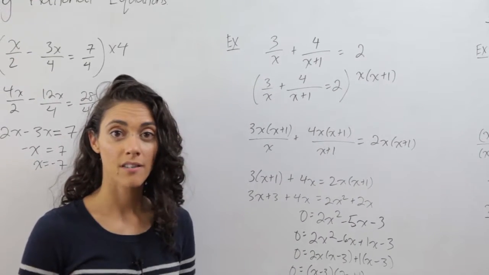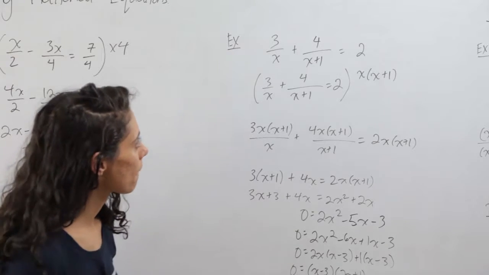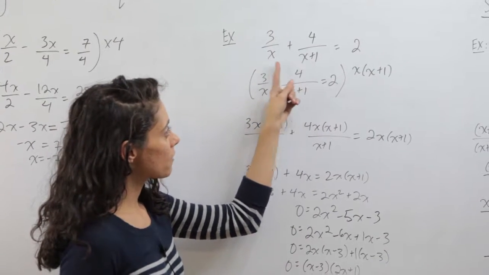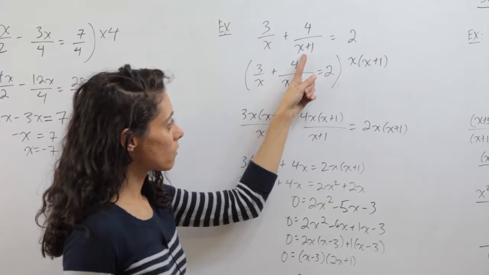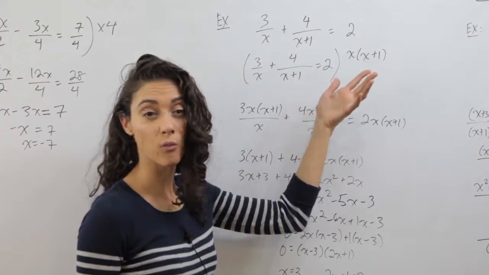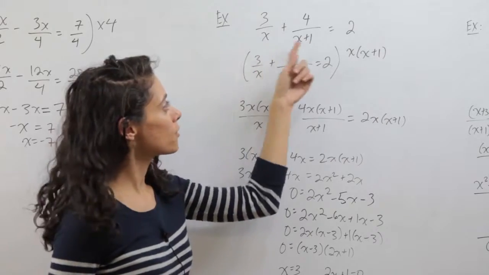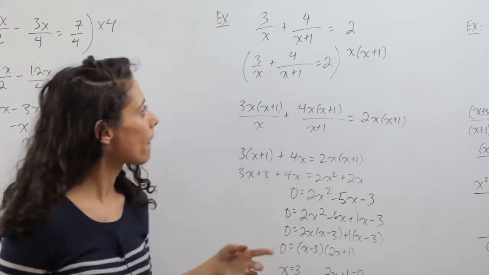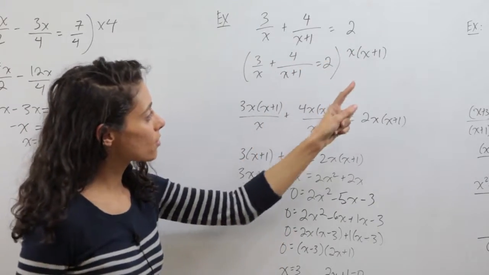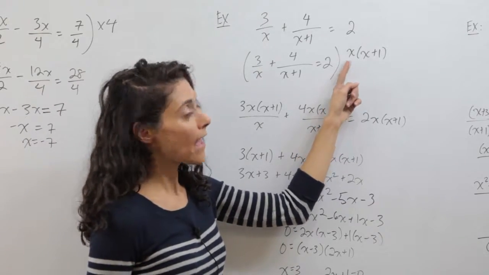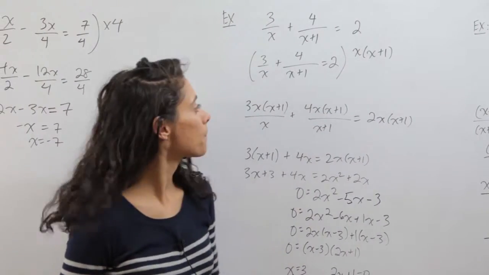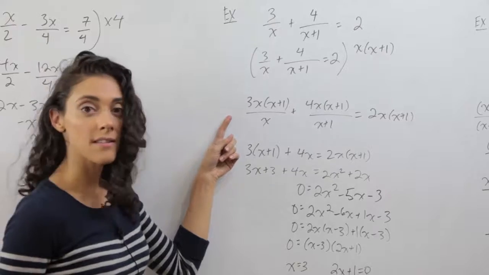This one's a bit trickier because our variable is in the denominator. So if I look at each of the denominators, x, x plus 1, and technically that's 2 over 1, the lowest common denominator is simply multiplying these two together. It's the best I can do. So we're going to take this entire equation and multiply everything by x and by x plus 1. The result is on this next line.